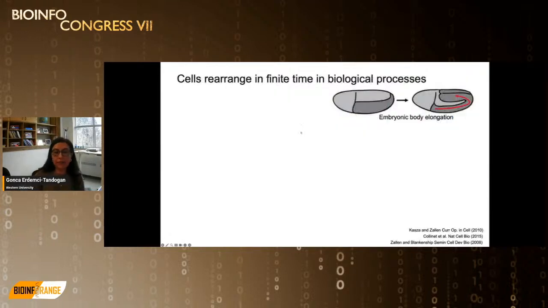For example, here's a biological process. This is a cartoon of a fruit fly embryo. This darker gray region that you see is called the germ band of the fruit fly embryo, which over time extends, and then the tissue becomes like this. This is called embryonic body elongation. This is a very conserved morphogenetic process. It's true across species, in the fly embryo, in the zebrafish embryo too, for example. That's called embryonic body elongation.